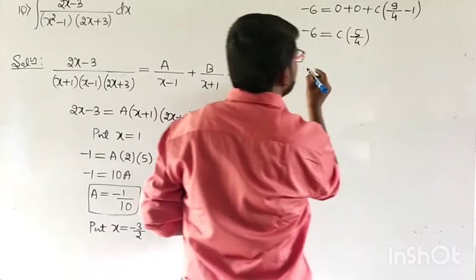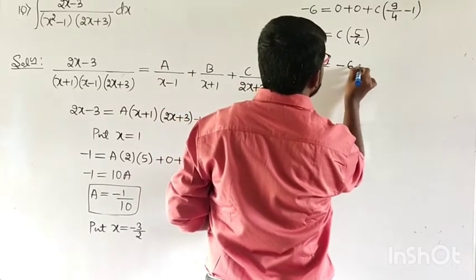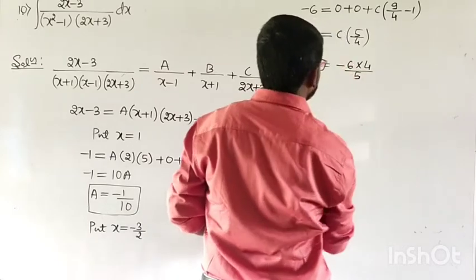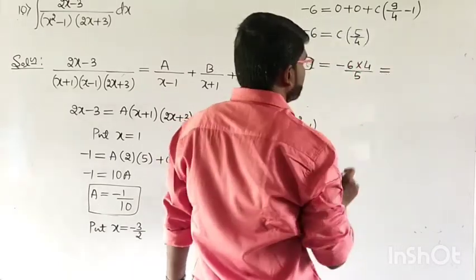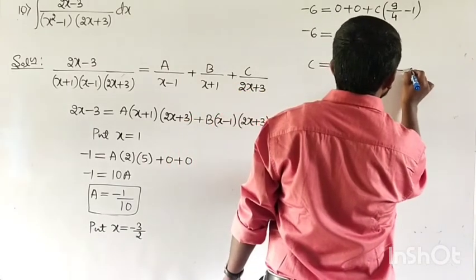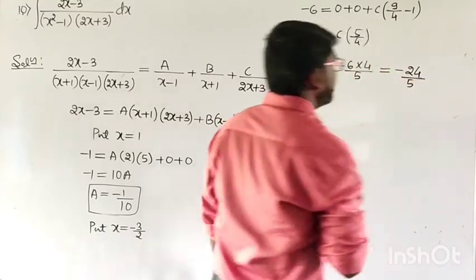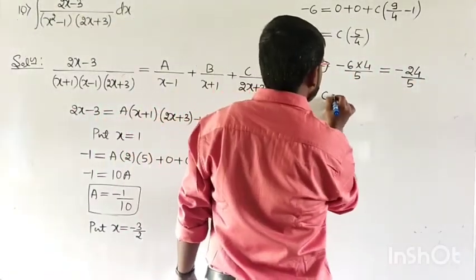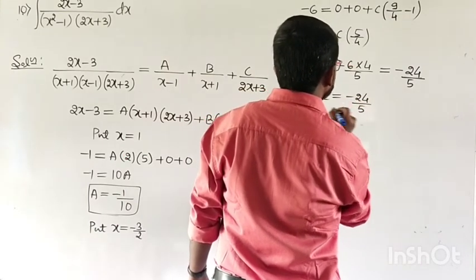5 by 4. So now C is equal to minus 6 into 4 divided by 5. So what is the value of C now? It is equal to minus 24 divided by 5. So we have got the value of C as well. C is equal to minus 24 by 5.